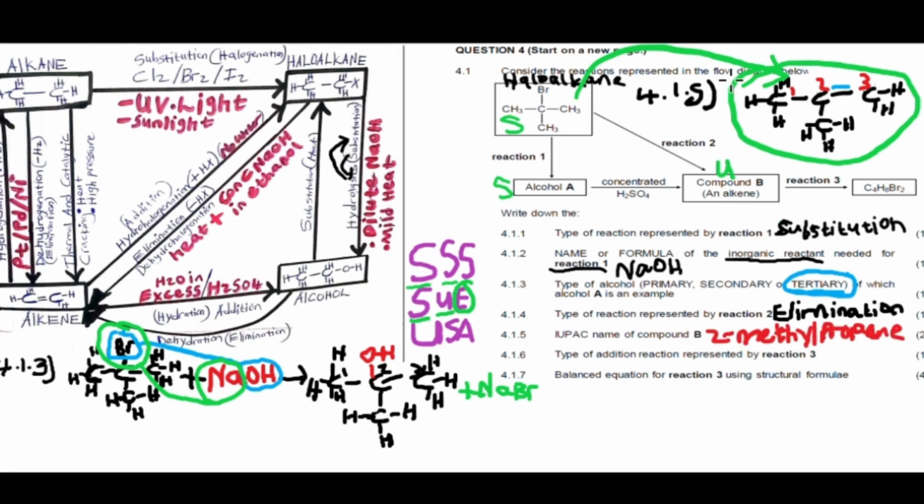Now let's go to question 4.1.6, the type of addition reaction represented by reaction 3. Now they want us to be specific, the type of addition reaction represented by reaction 3. Now let's go to reaction 3. Now in reaction 3, we can see that we are moving from an alkene, which is unsaturated, to a haloalkane again.